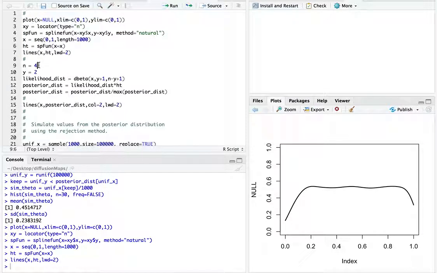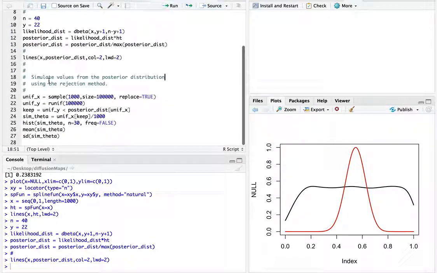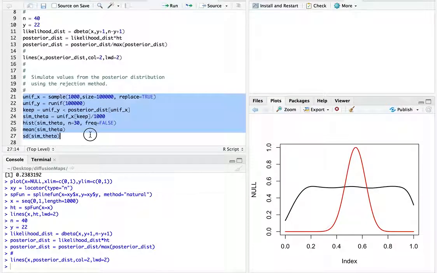Let's put in more data. Let's say you tossed the coin 40 times and you had 22 heads. You'll notice this is a very flat prior in the middle part. So since our data is pretty close to 50% and there's lots of data, it's going to completely dominate the prior. So the posterior is going to look nice. Let's see. Oh, look at that. That's the posterior distribution. Finally, I'll simulate it and look at its mean and variance.